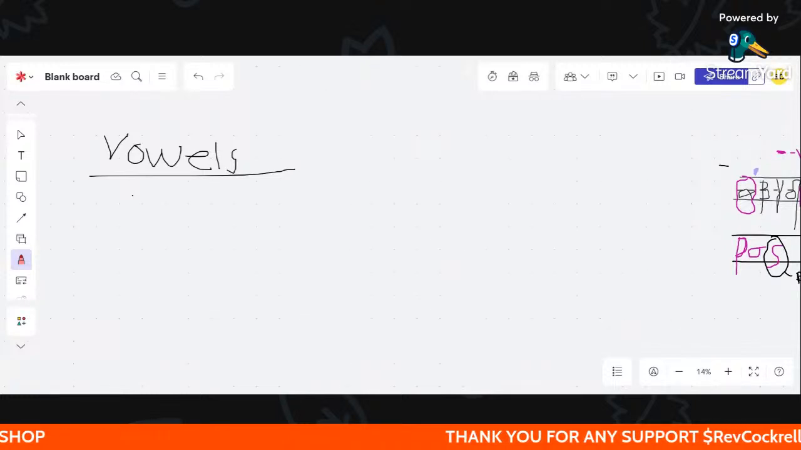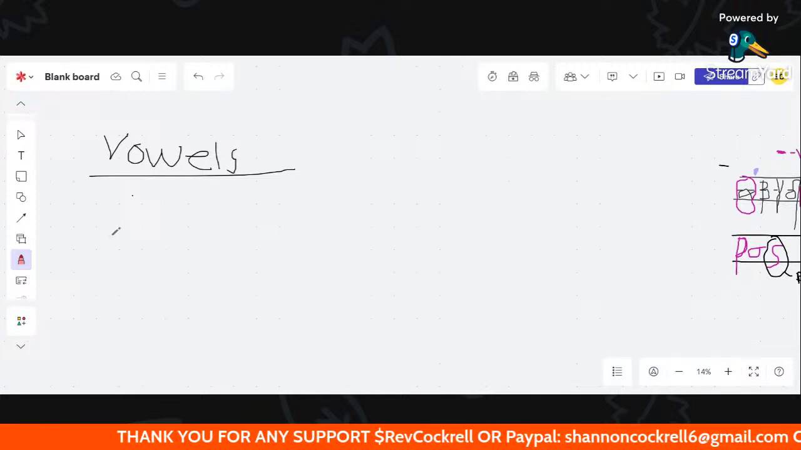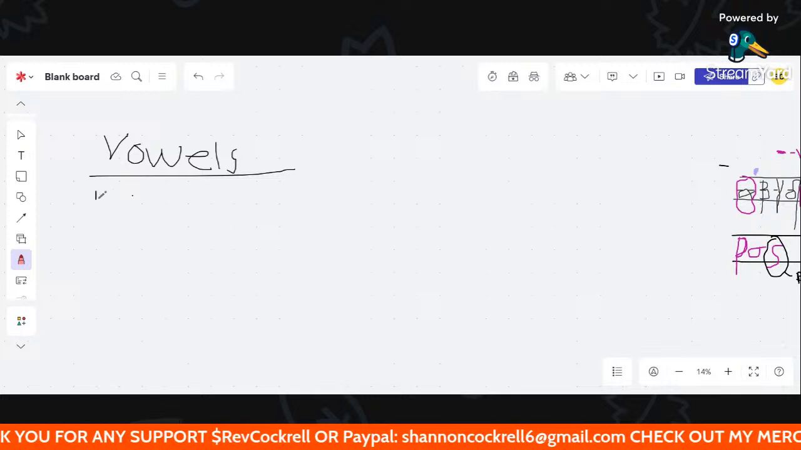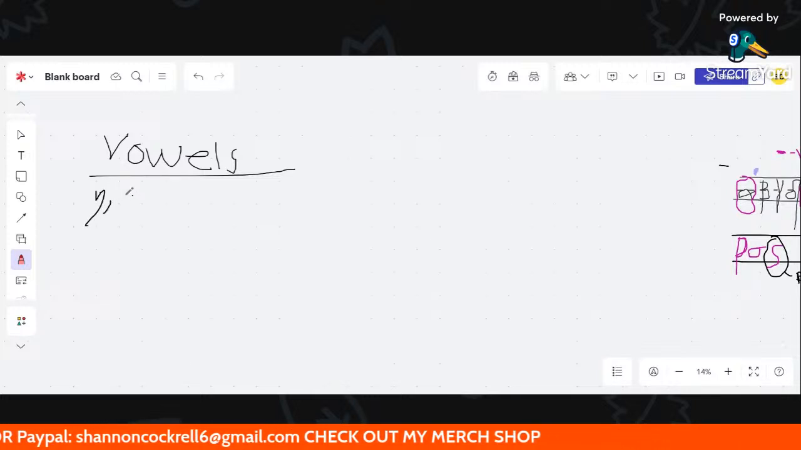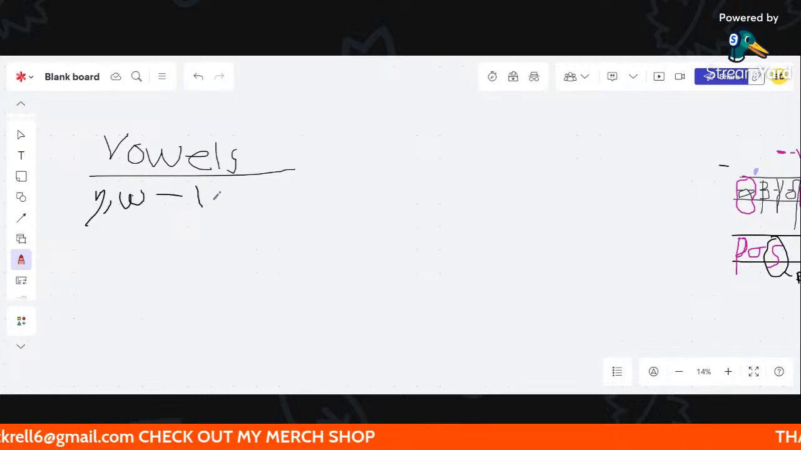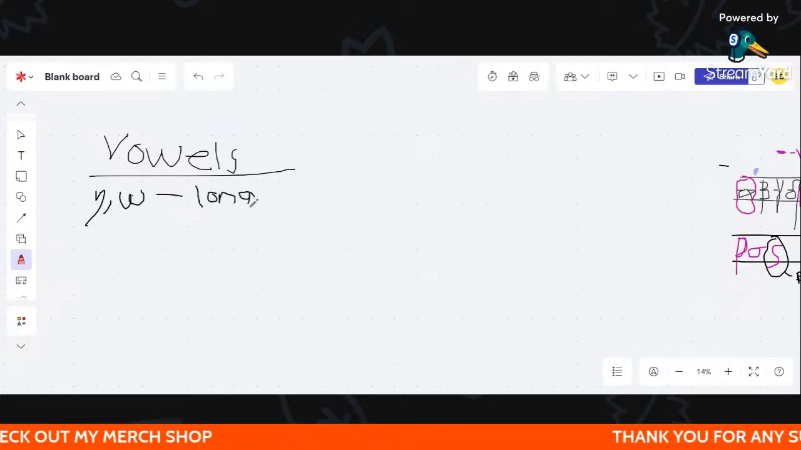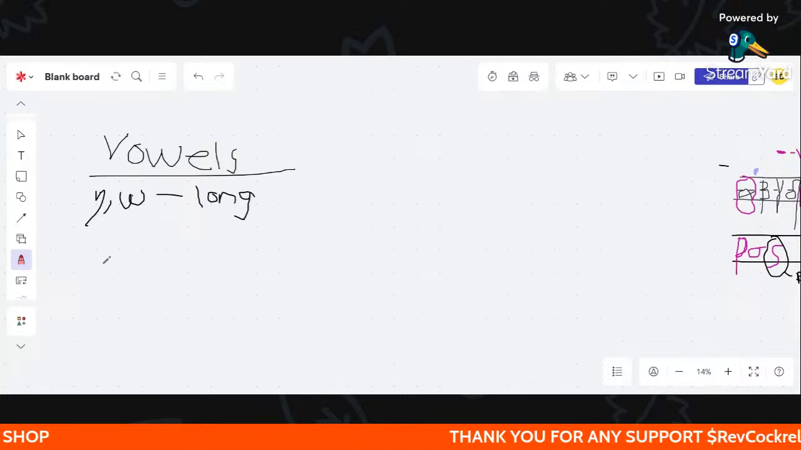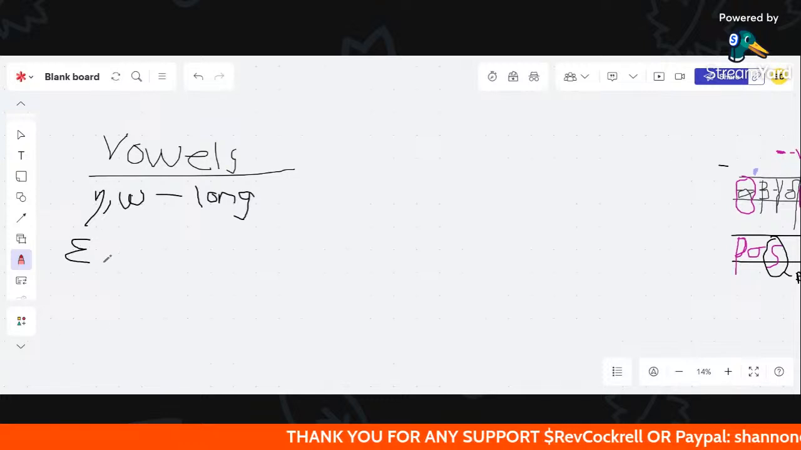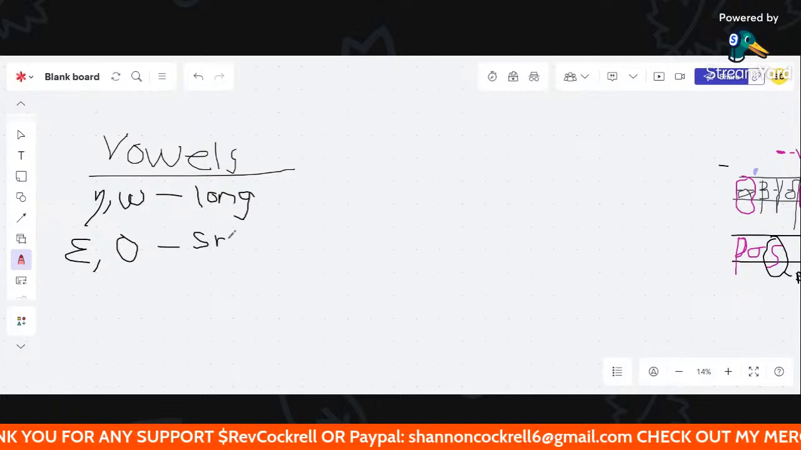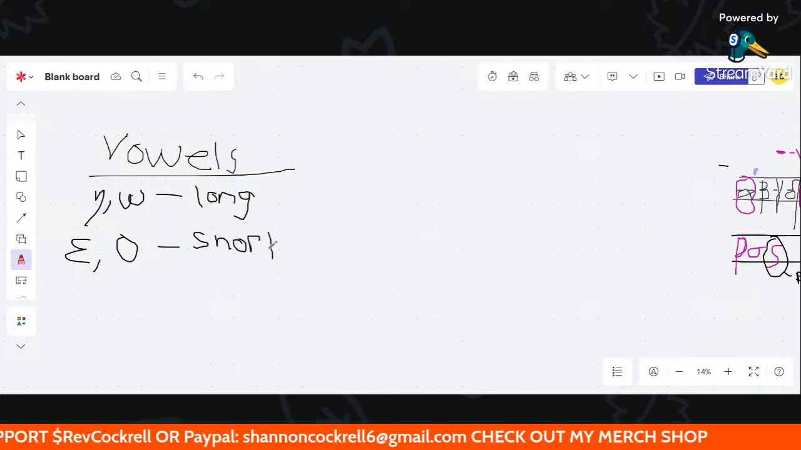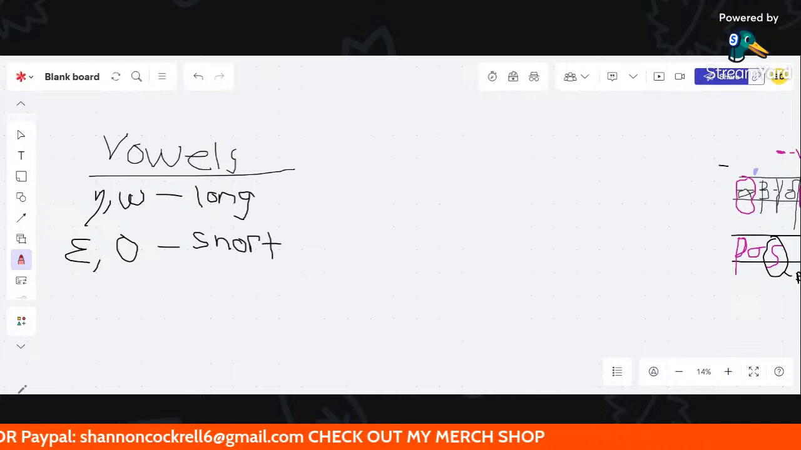The vowels work just like English. So, eta and omega. These are your long vowels. Epsilon, omicron are short, just by nature, but they can become long depending on their position.